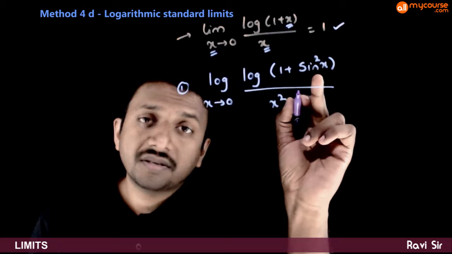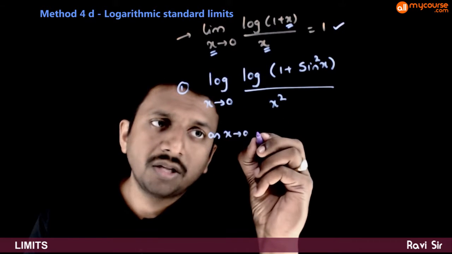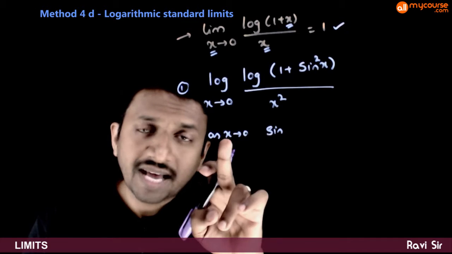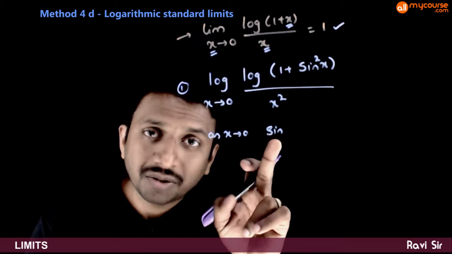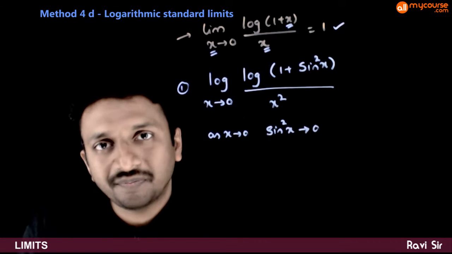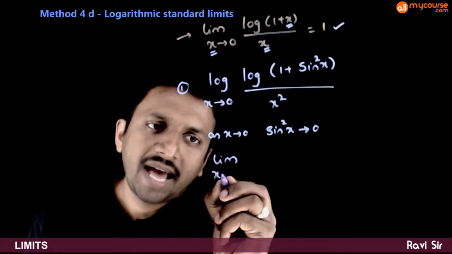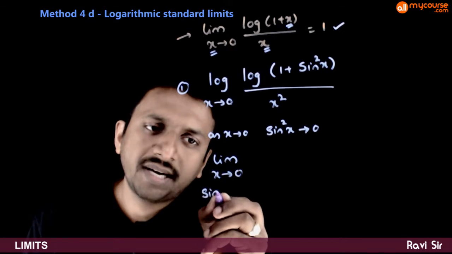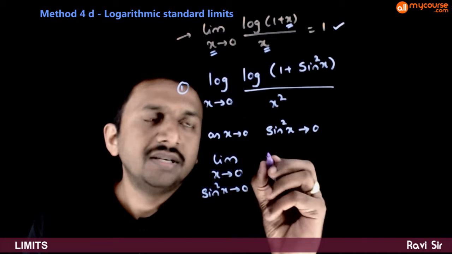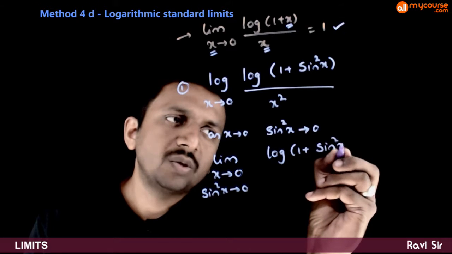So what I do is, as x tends to 0, you can also see that sin x also tends to 0, right? As x tends to 0, sin x also tends to 0 and sin square x also tends to 0. So what we can do is, limit as x tends to 0, we can also write that sin square x also tends to 0. So log of 1 plus sin square x.